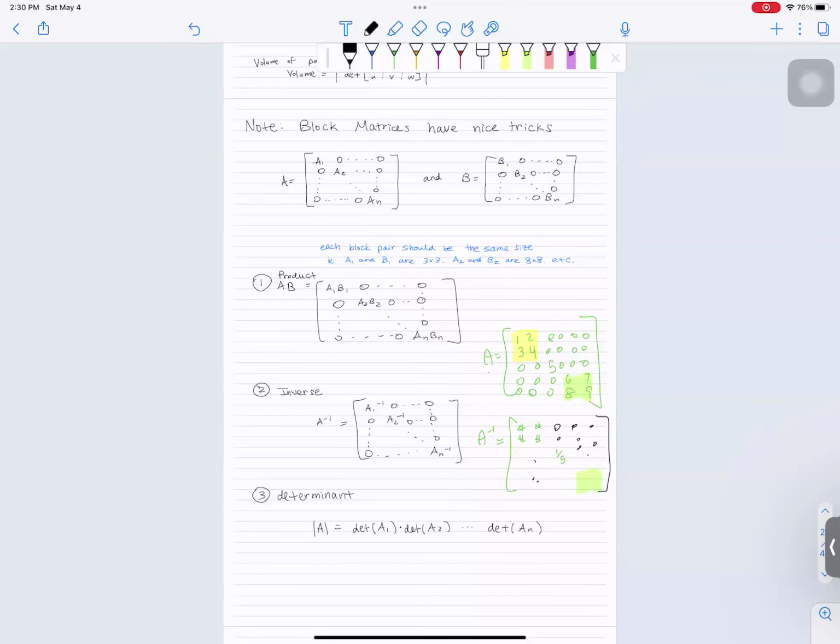But let me also mention the second method, which is that I can multiply both sides by A inverse. So when I do that, I get x = A inverse b. Note that you only want to do this if A is square and invertible.